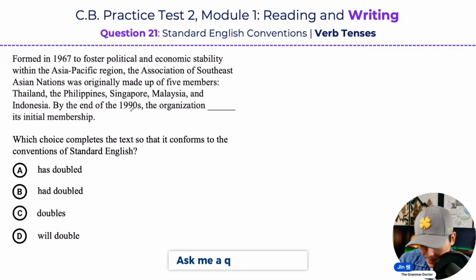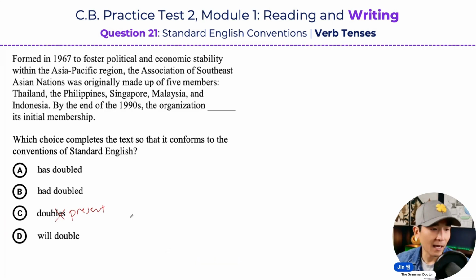First of all, because you know that the event finishes in the past, you know that "doubles" doesn't make any sense, because "doubles" is a present tense verb. The organization doubling its membership, that event already finished, because it was done by the end of the 1990s. So the present tense verb is going to be wrong. We also know that answer choice D, "will double," is the future tense. That's going to be wrong as well because future refers to things that haven't happened yet.